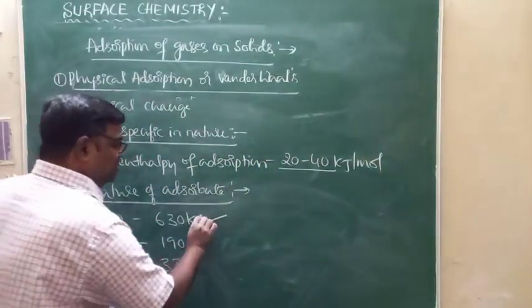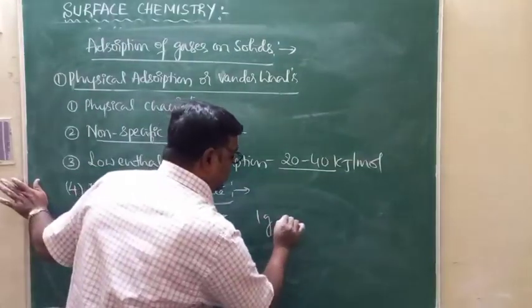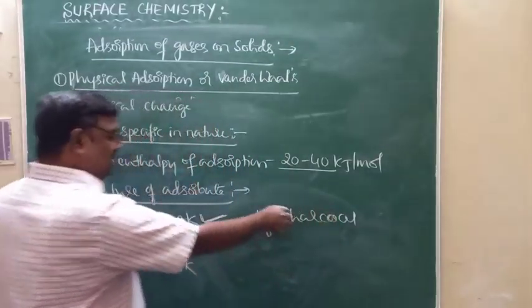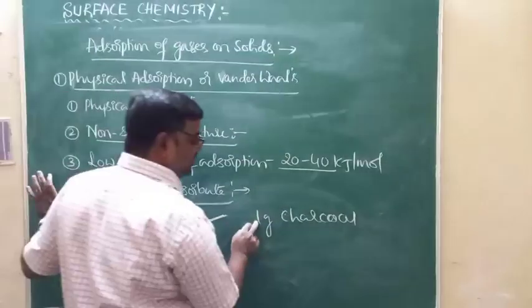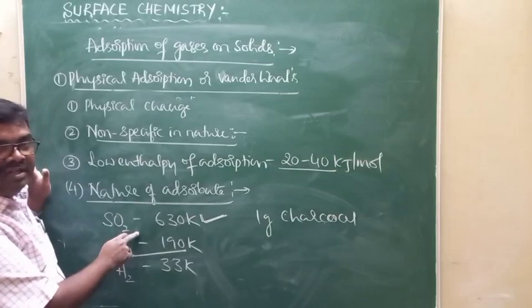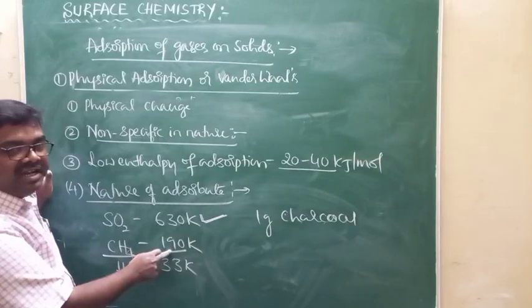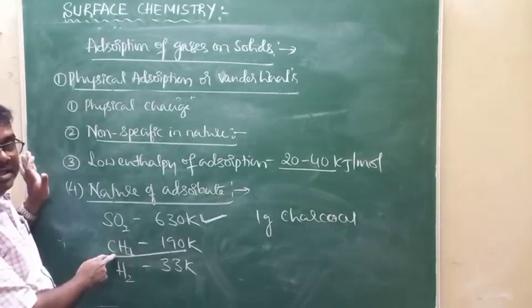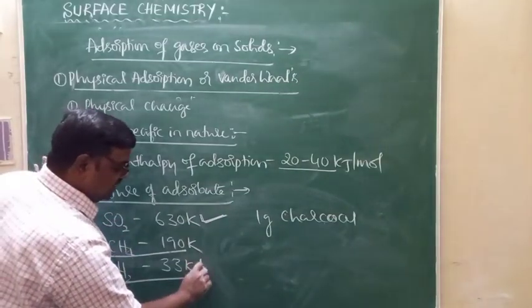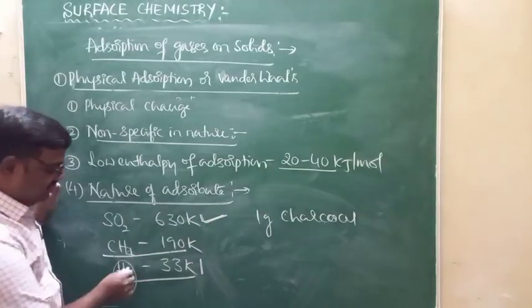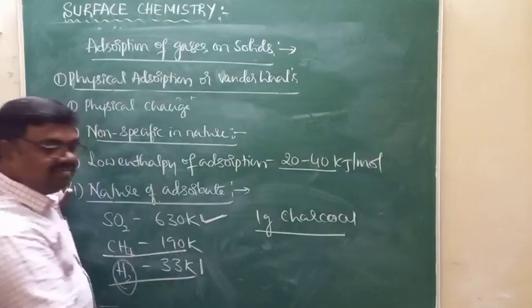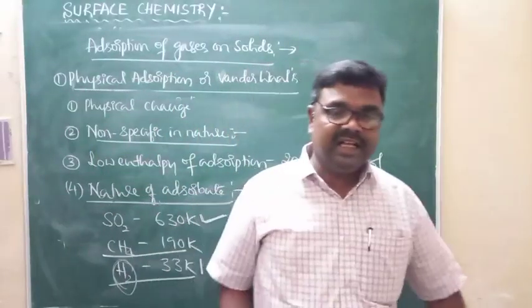Because of that, the amount of sulfur dioxide gas adsorbed on the surface of 1 gram of charcoal is more than the amount of methane adsorbed on 1 gram of charcoal. Because the critical temperature of sulfur dioxide is more, the intermolecular forces of attraction will be more. In the case of methane, its critical temperature is just 190 kelvins, less than that of sulfur dioxide. Therefore, the amount of methane adsorbed on 1 gram of charcoal is less than that of sulfur dioxide. Look here, hydrogen's critical temperature is very low, and therefore the amount of adsorption of hydrogen on 1 gram of charcoal is very low. Because as critical temperature decreases, the van der Waals force of attraction between the gas molecules decreases.